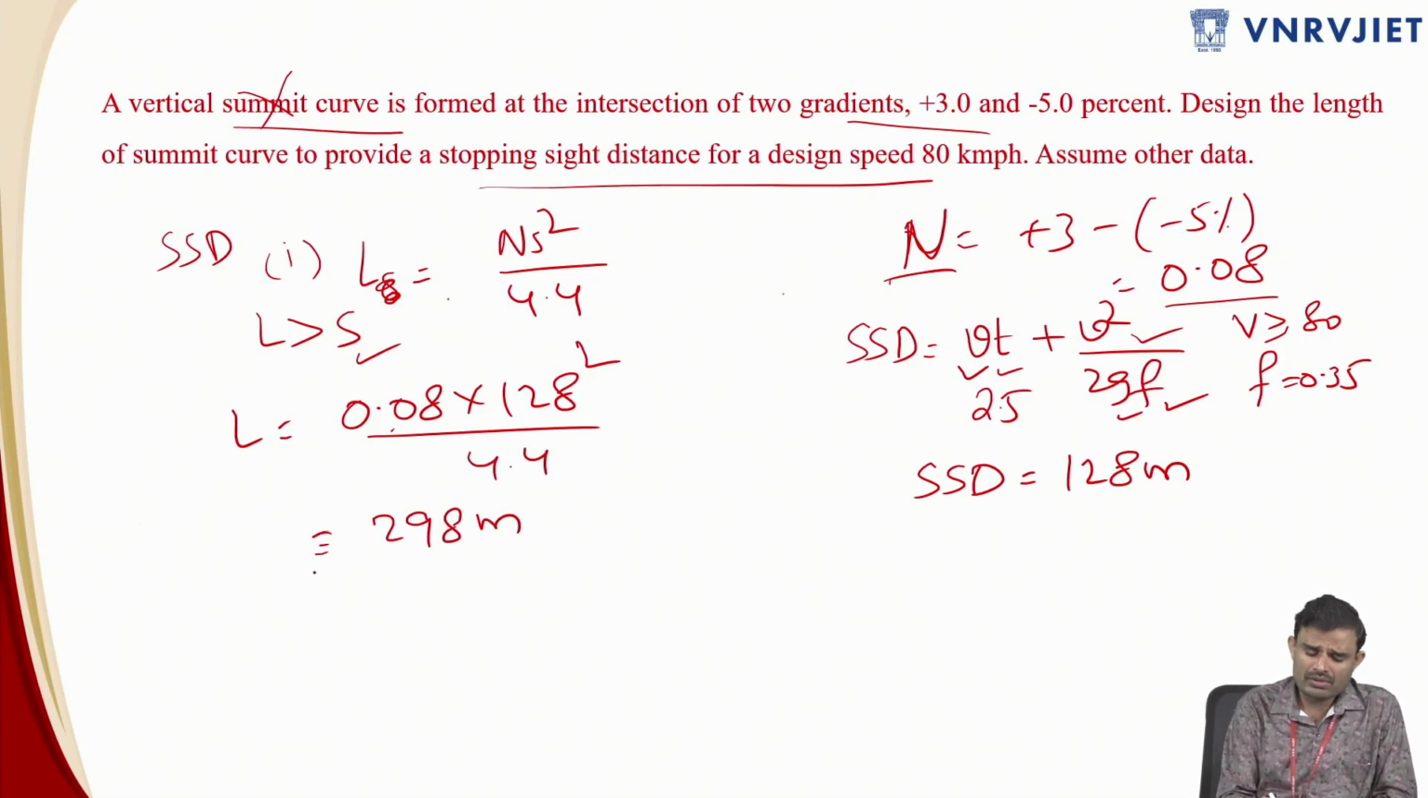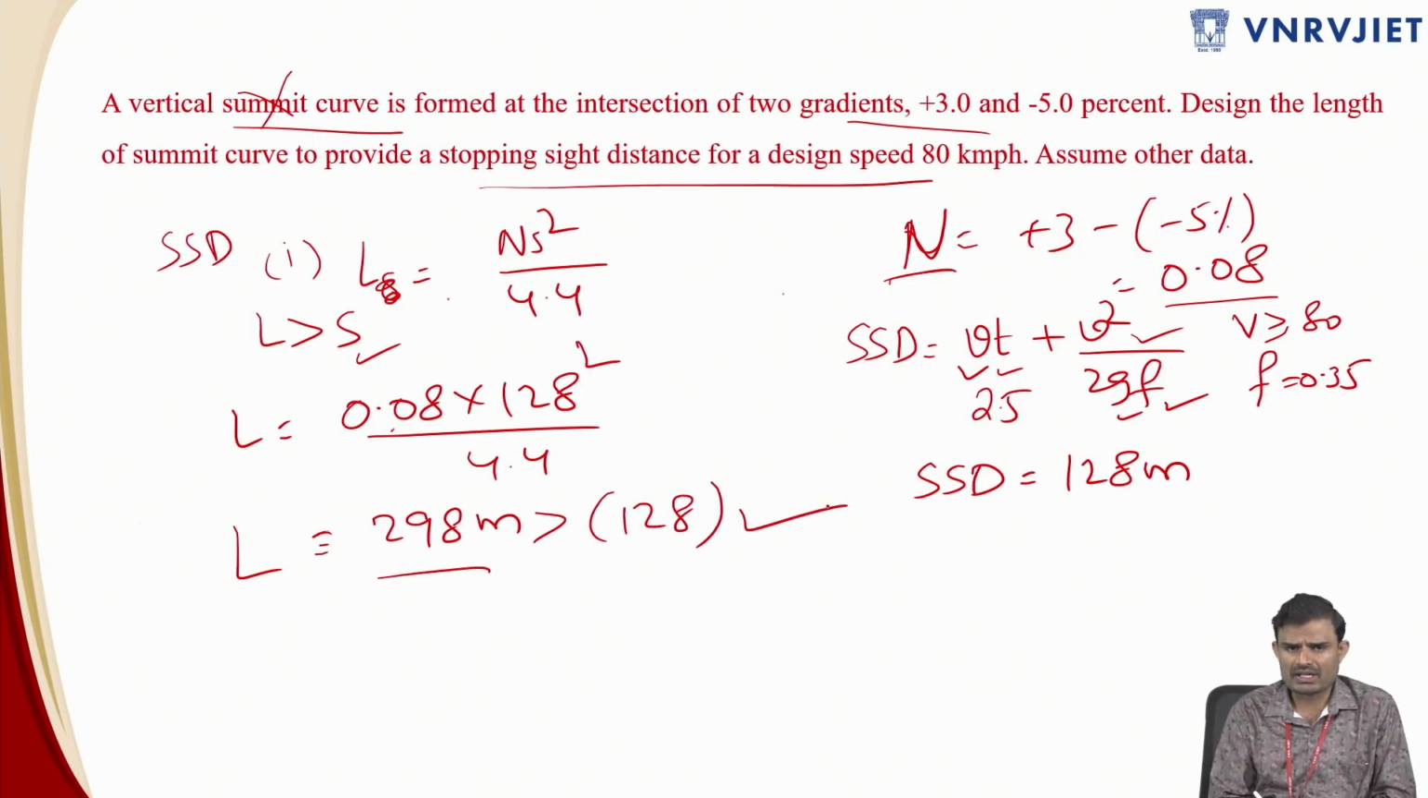Now you have to check whether the length of the summit curve is greater than stopping sight distance or not. So 298 is greater than 128 meters. So the condition we have assumed is correct. So ultimately the length of the summit curve is 298 meters. So the problem ends over here.